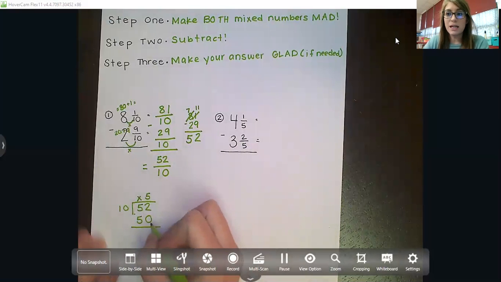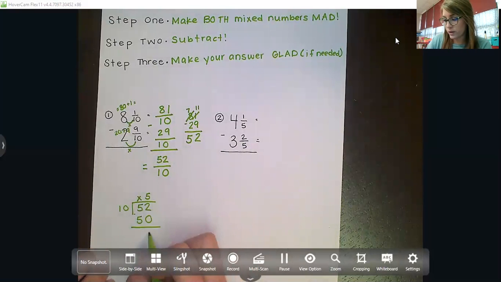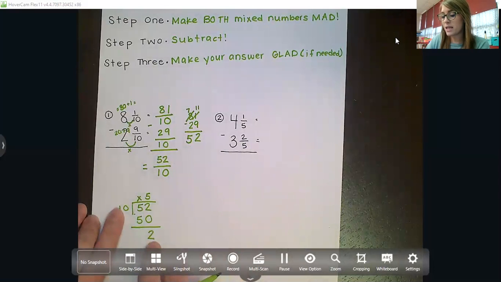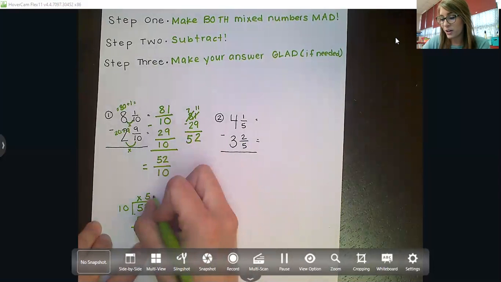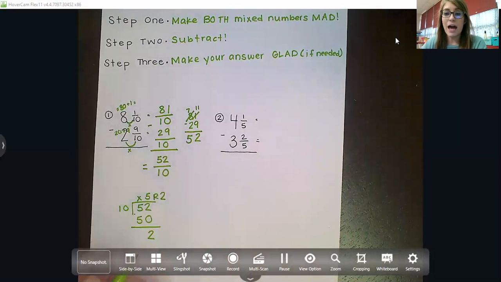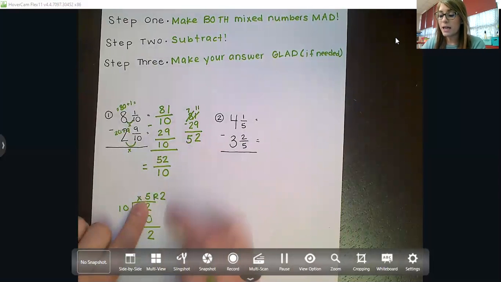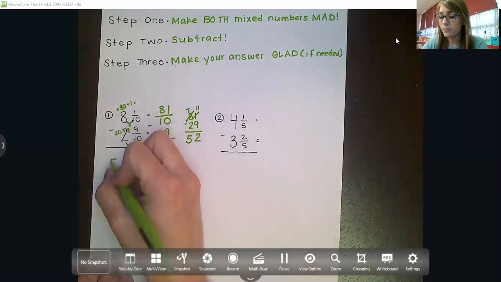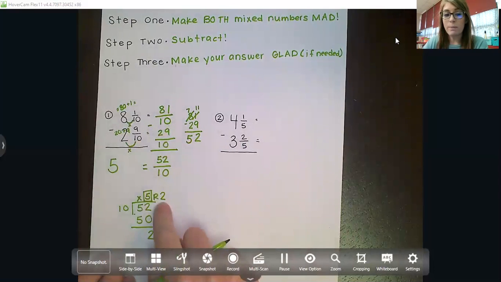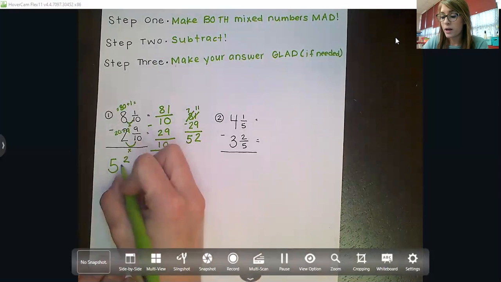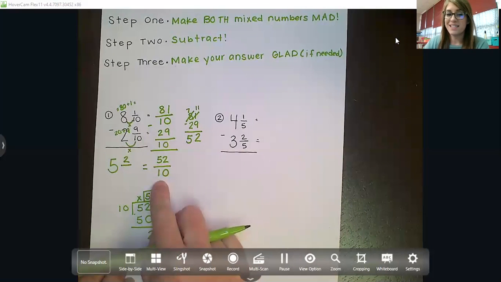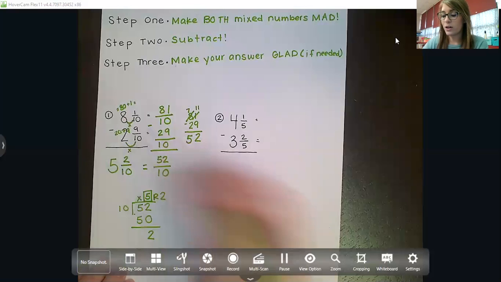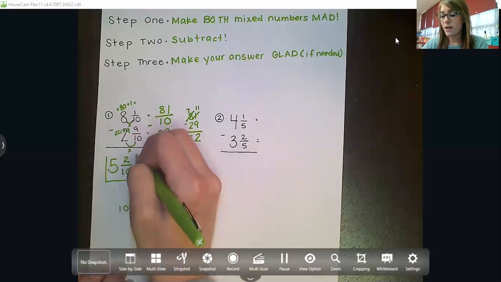52 minus 50 is 2. Very good. 2 is less than 10. There's nothing left to bring down, which means 2 is my what? Very good. The remainder. All right, now step 2. We're going to leave our quotient as our whole number. Our remainder is always the numerator, and our denominator stays the same. Very good. So our answer is 5 2/10.